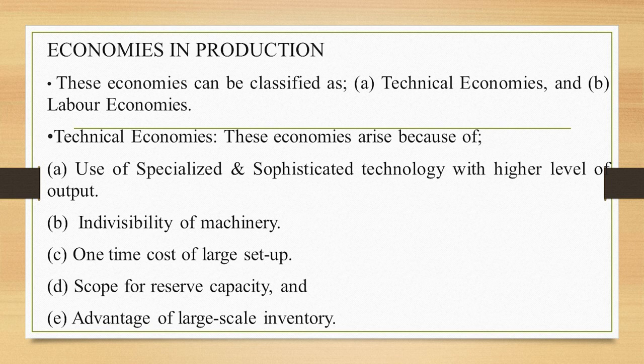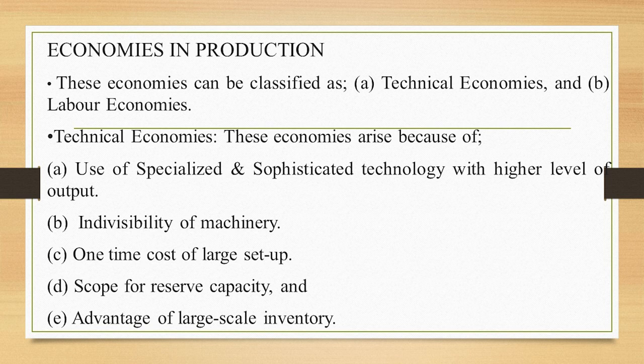Now, if we take the economies of production, then these economies can be classified as technical and labor. There are some technical economies which can be taken advantage of, and there are labor economies also. What are these technical economies? These are use of specialized and sophisticated technology with higher level of output. This was not possible otherwise. If you produce at a lower level, then specialized and sophisticated technology will not be available to you. So these technical economies will be available only when the level of output is increased.